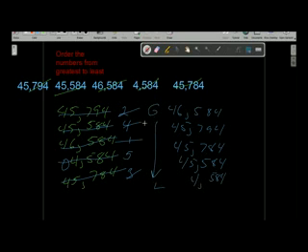Okay? And obviously you would just do this backwards if you're going least to greatest. Same process though. Always start at the left and start working your way to the right.